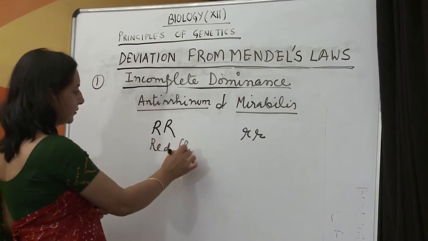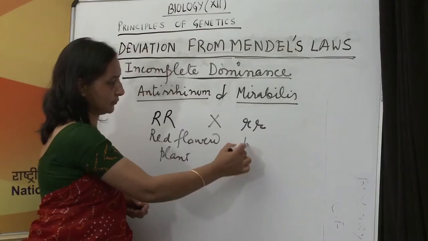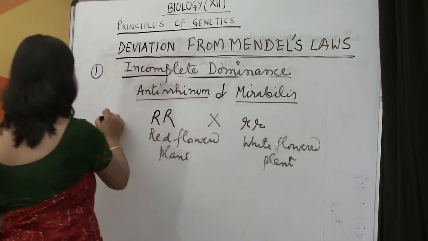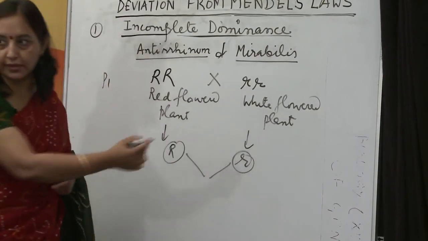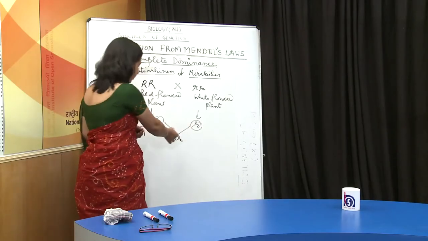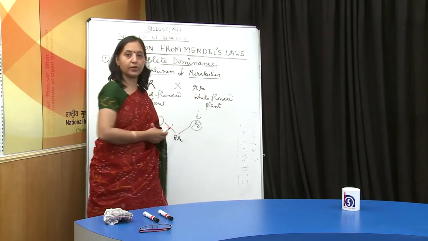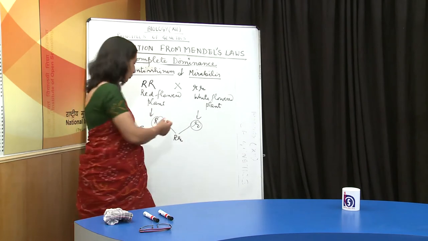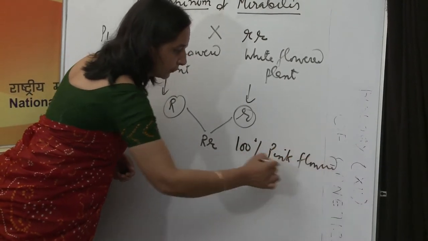If a red flowered plant was crossed with a white flowered plant, these are the gametes, capital R and small r. As per the law of dominance, these plants should have been red colored because red color is dominating over the white trait. But the observations were quite different. Instead of red flowered plants, pink flowered plants were observed. So 100% pink flowered plants.